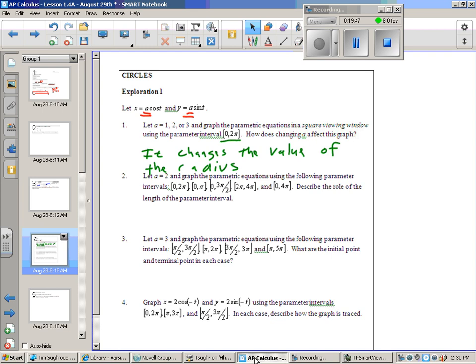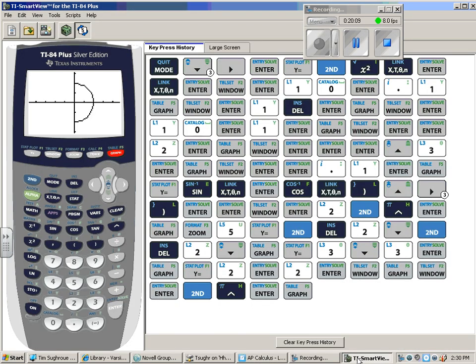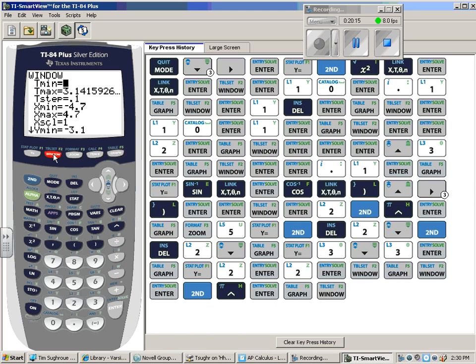So we want to check 0 to 3 pi over 2, 2 pi to 4 pi, and then 0 to 4 pi. Okay? So we're coming back to the graphing calculator, and we're going to check 0 to 3 pi over 2. So here's my window. I'm going to go 0, enter.